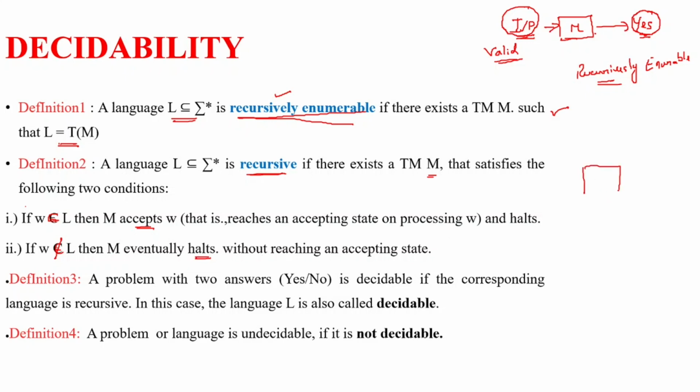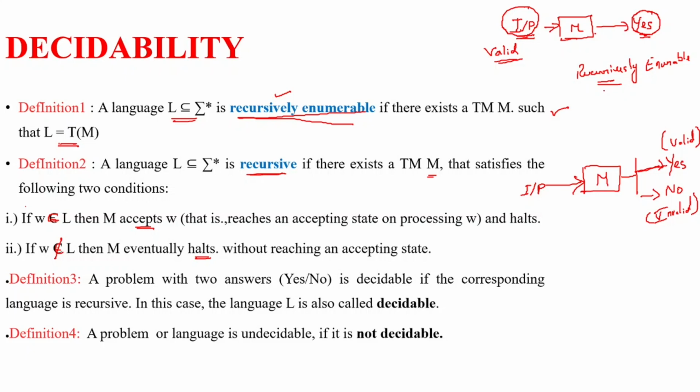So we have a Turing machine something like this, M. If the Turing machine is able to say yes for all the valid strings and no for all the invalid strings, then such a Turing machine is called a recursive Turing machine.